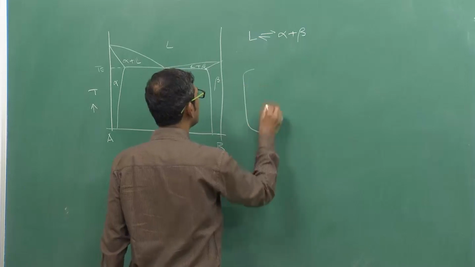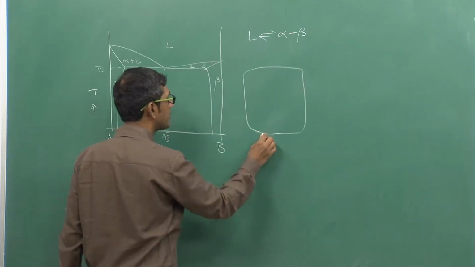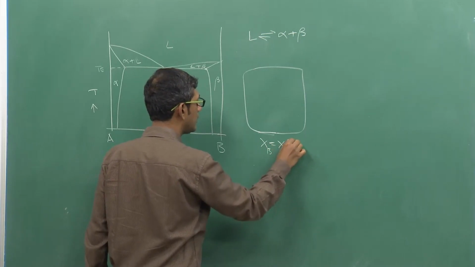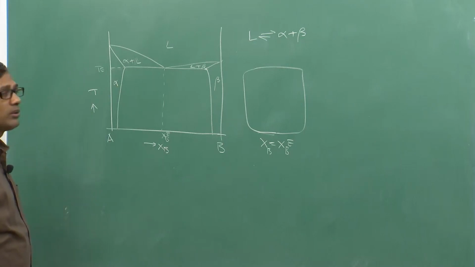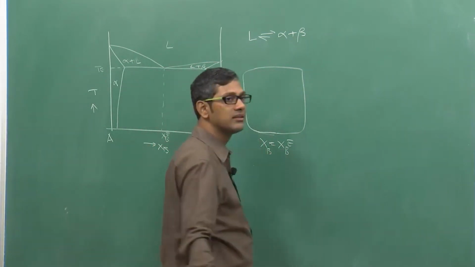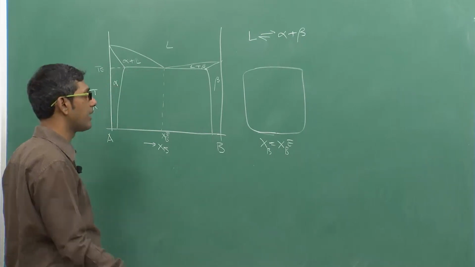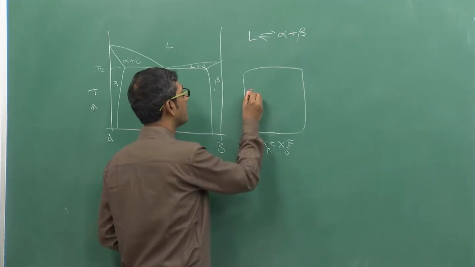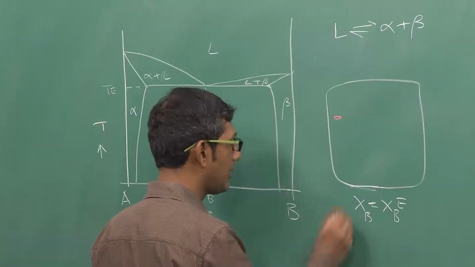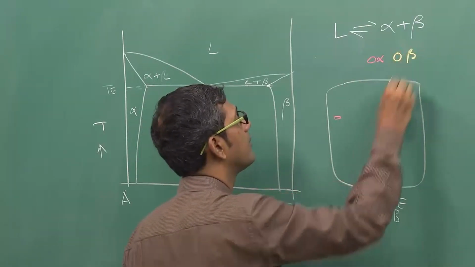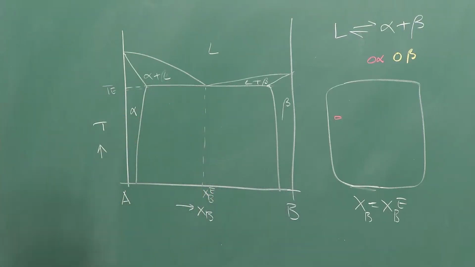Let us suppose I have a liquid with a composition equal to XBE. Now, nucleation can happen to any of these two phases, either alpha or beta. There is every possibility that both can nucleate simultaneously or both can nucleate separately. Let us suppose alpha is nucleated. This is alpha nucleation. Okay. This color is alpha and this color is beta. Okay. So, once the alpha nucleates, what happens?